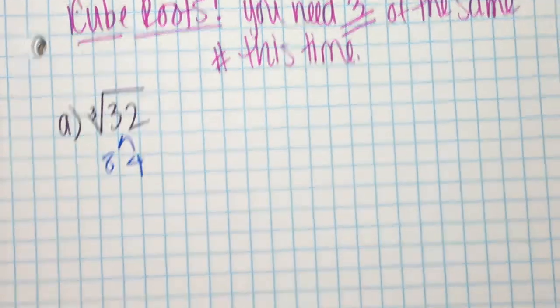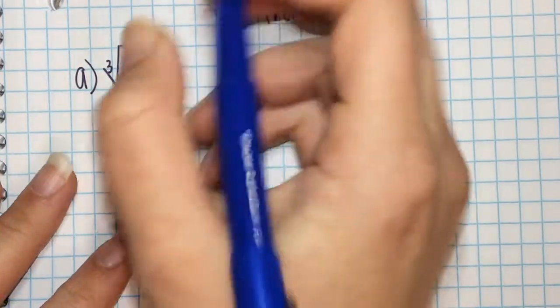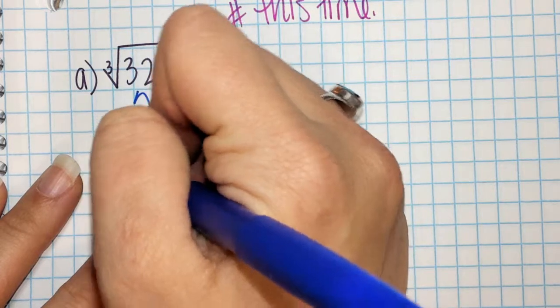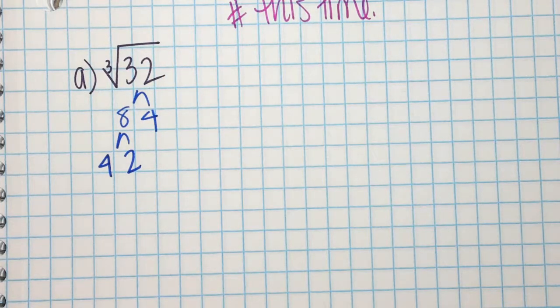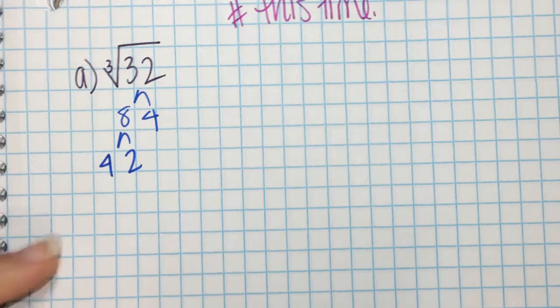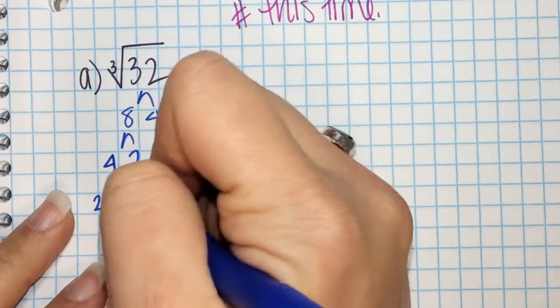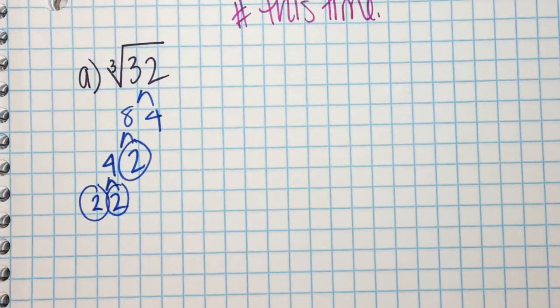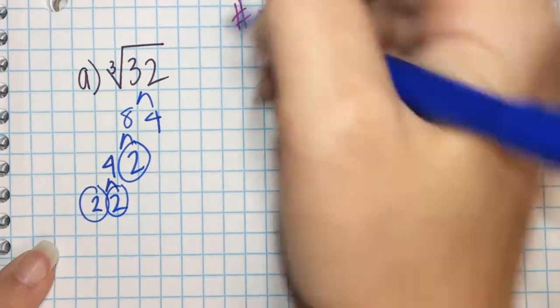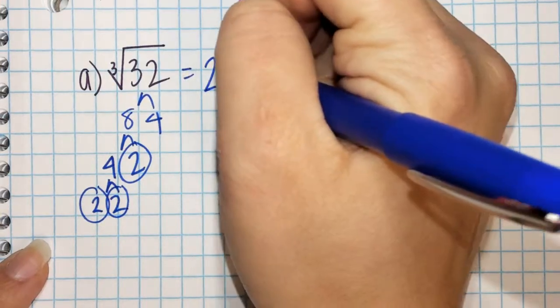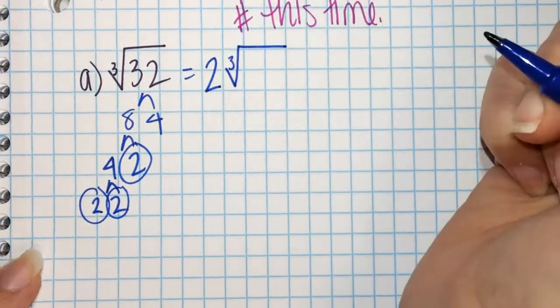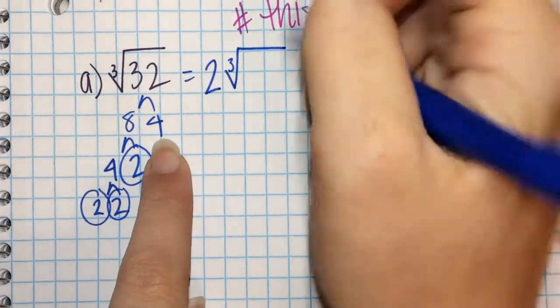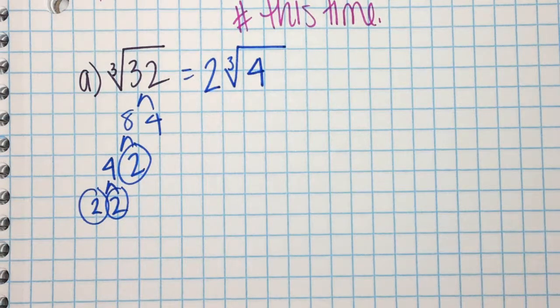Okay, so what can we break 8 down into? 4 and 2. Okay, do we have 3 of the same number yet? Okay, but can we break 4 down? Yes. Into what? 2 and 2. Thank you. So that's 1, 2, 3 of the same number. Alright, what goes outside of the radical? 2 does. Then you leave that 3 in the mullet. What stays inside? What's left over? And you're done. It's amazing.